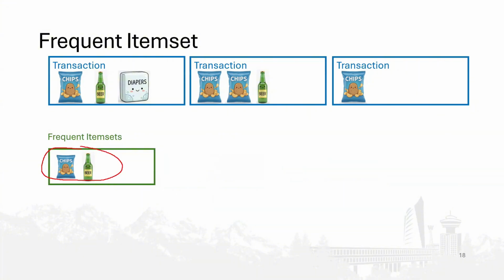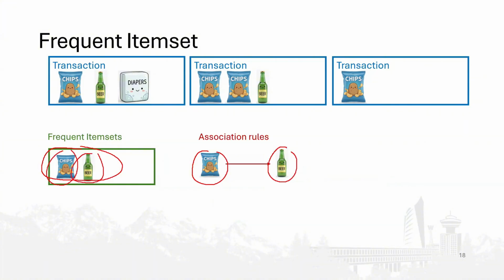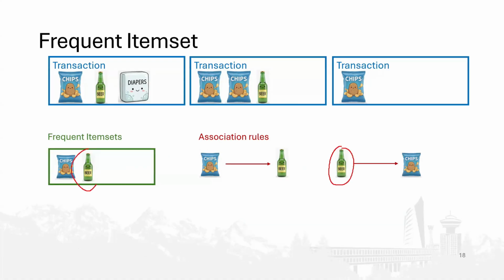So we can have the association rule where, for example, let's say we can say if the customer buys chips, they may also buy beer, right? Because chips and beer appear together. Now, similar idea, if the customer buys beer, it's also likely they may buy chips as well because beer and chips appear together. So those are the 2 association rules that we can get from the 2 item frequent sets. So that's the main idea.